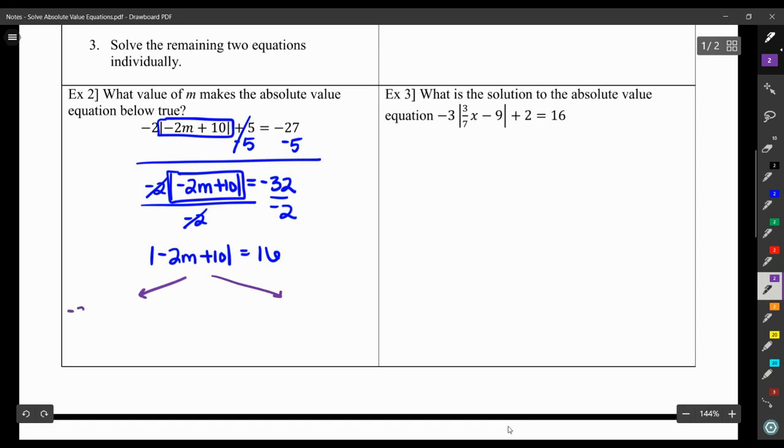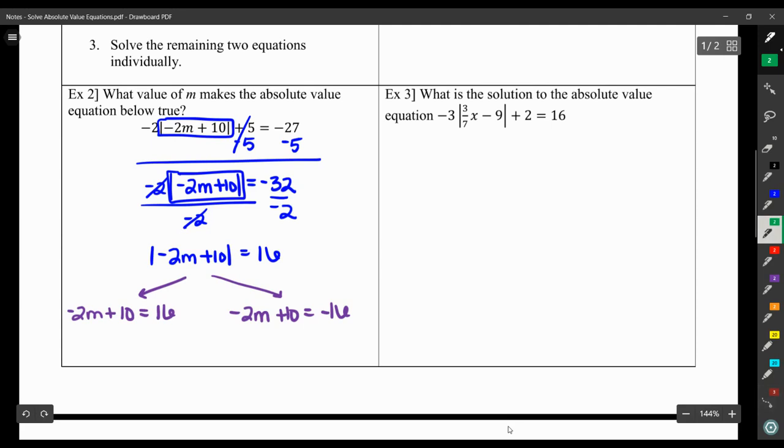The first one takes whatever's inside, 2m plus 10, and sets it equal to the positive version of the right-hand side. So the stuff inside is 16 away from 0, or the stuff inside, 2m plus 10, could also be -16, because -16 is also 16 away from 0. So it's always the stuff on the inside equal to the positive, and the stuff on the inside equal to the negative version of whatever is out here.